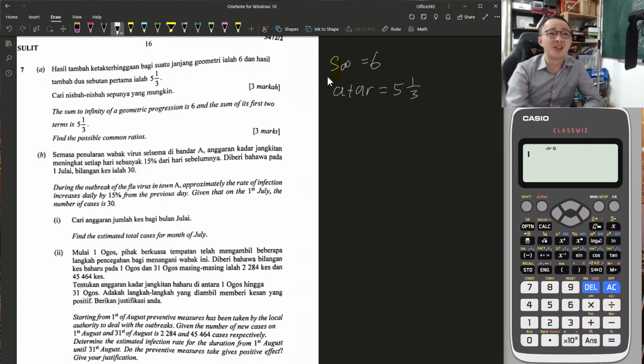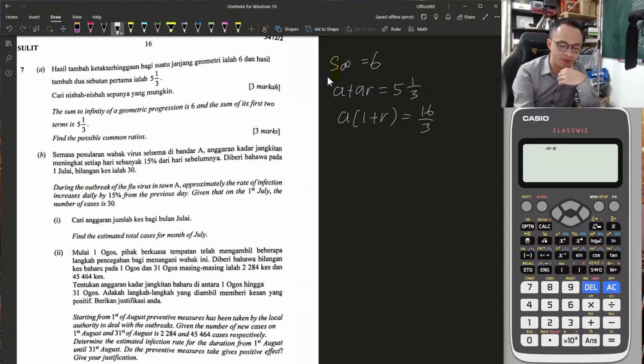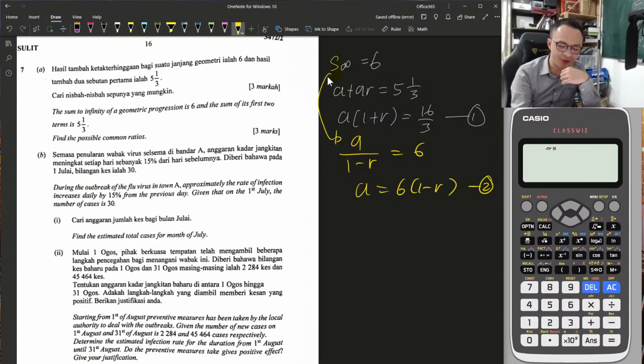Or you can use the formula for S2, but the formula is quite long, so I don't even like it. So I will just use the method like this. If I factorize the a, a(1 + r) equals 16 over 3. This is my first equation. Another equation I will get from the sum to infinity, which is a over 1 minus r equals 6. So my a is 6(1 − r). For the second equation, I will substitute it back into the first equation.